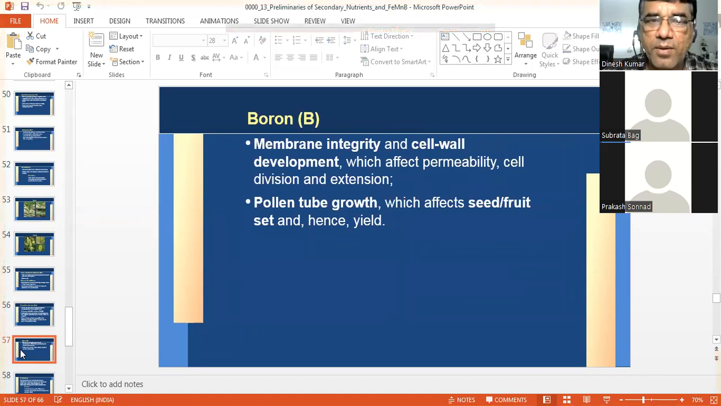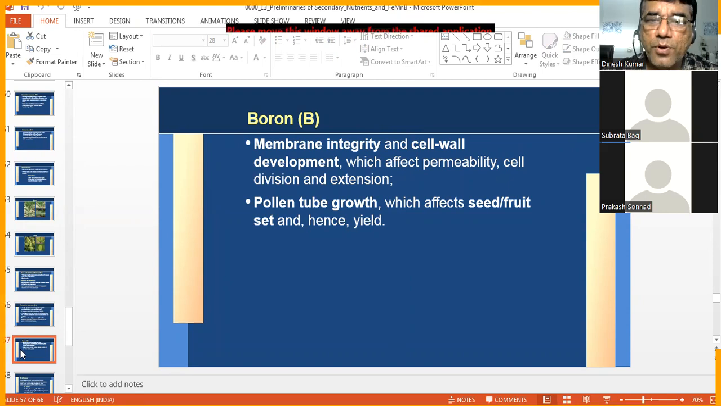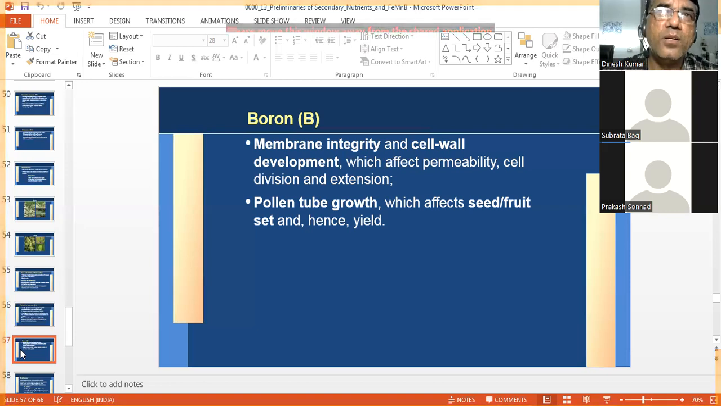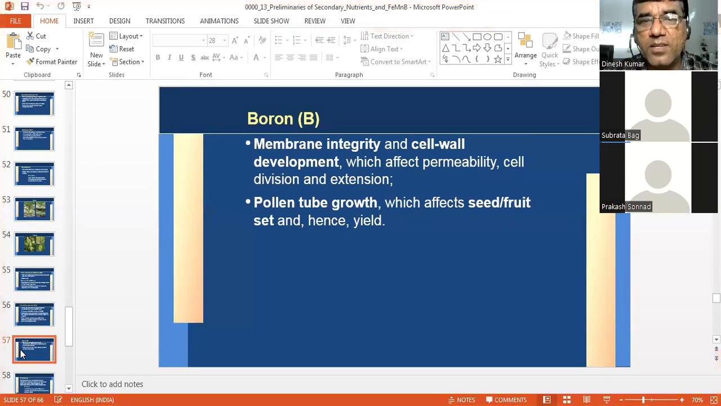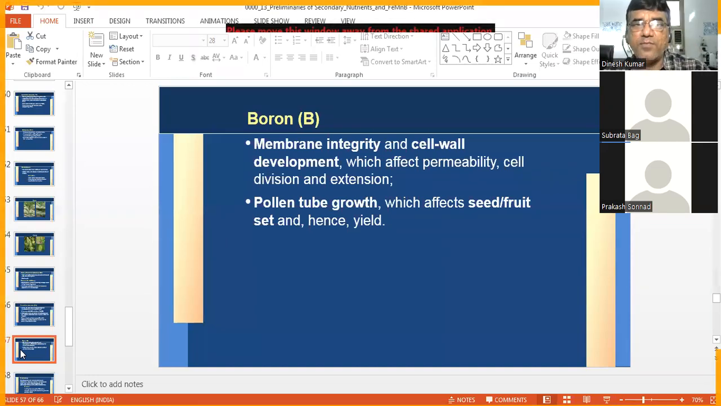Boron has a major role in membrane integrity and cell wall development, which affect permeability, cell division and extension. It also affects pollen tube growth, which affects seed or fruit set and hence yield. If your plants are deficient in boron, fertilization will be affected because the deficiency leads to reduced pollen tube growth, and the pollen tube will not be able to fertilize the seed. Therefore, whenever boron deficiency is there, you will experience poor seed setting in crops where seed is the economic part. It is the major deficiency result of boron.